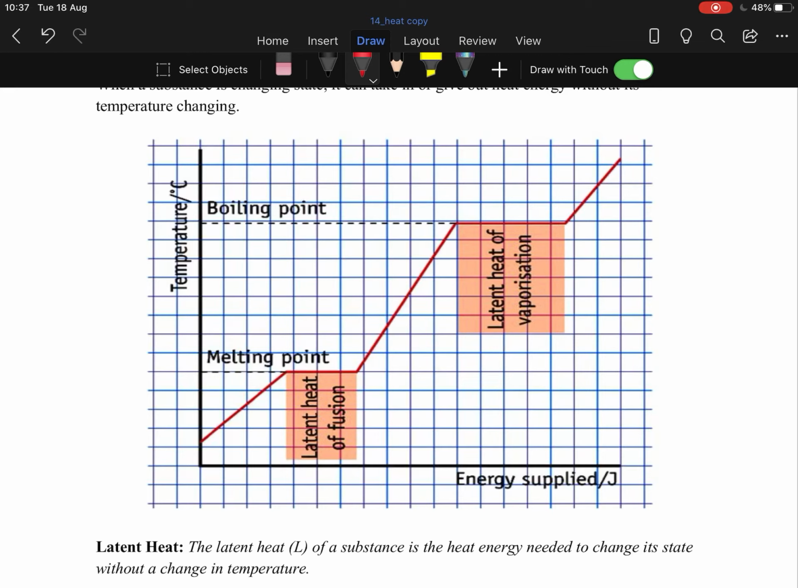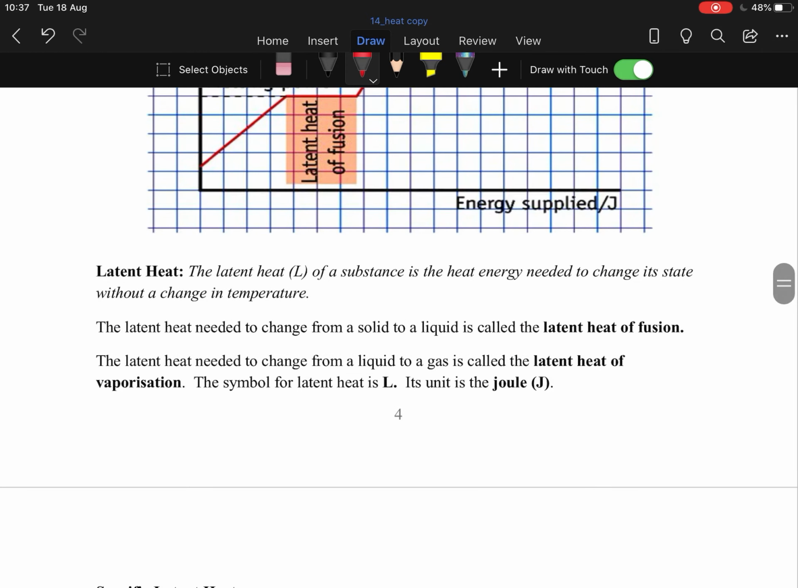Now for us, there are two different types, fusion and vaporization, and we'll get to them in a second, and you need to know the difference between the two. So latent heat, if you are asked: latent heat of a substance is the heat energy needed to change its state without a change in temperature. Please state this bit at the end, without a change in temperature.